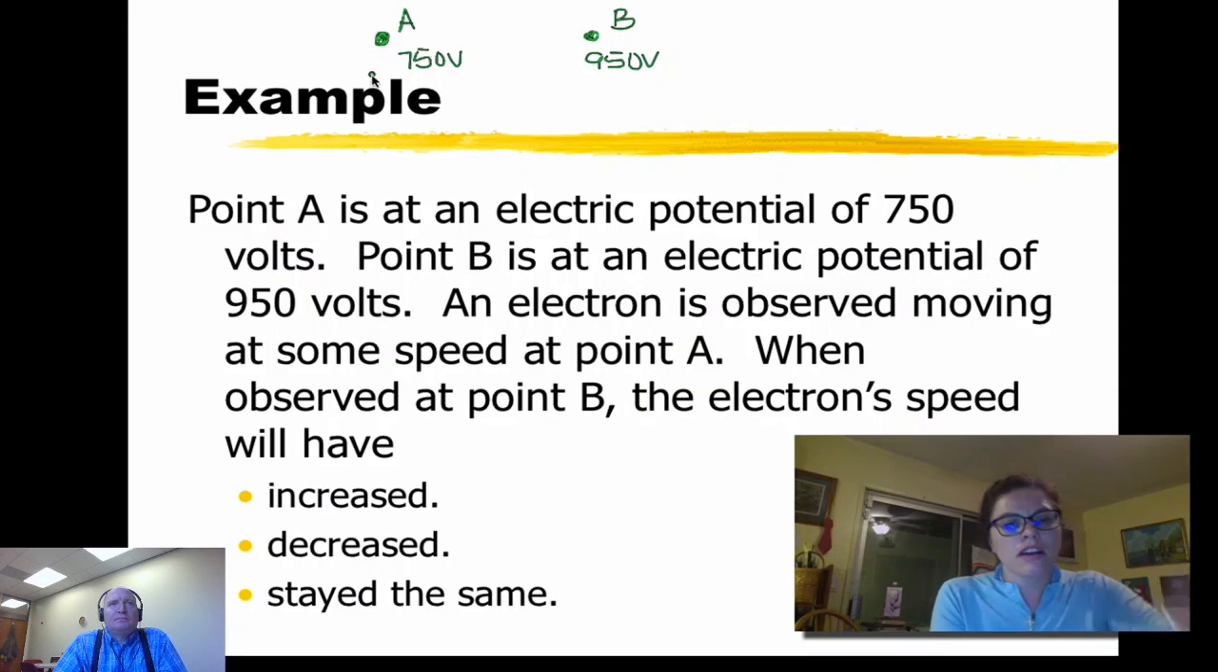At point A, we have 750 volts, and at point B, we have 950 volts. And our electron is a negative charge, and being very clear about the moving negative charge this way, so there's our velocity.